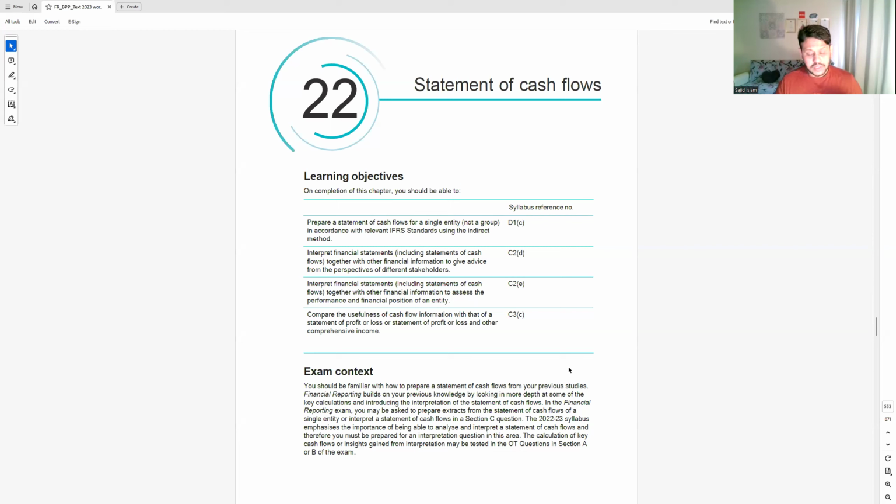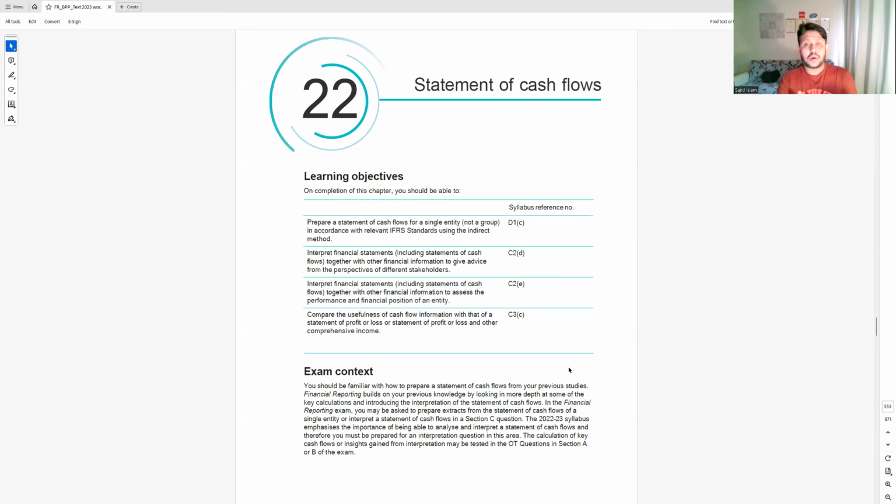The reason cash flow is important is that in every exam we're going to see some questions from the cash flow statement. And not only from the exam point of view, the cash flow statement is also very important from the understanding point of view, how the financial statement is different when you prepare the cash flow statement.